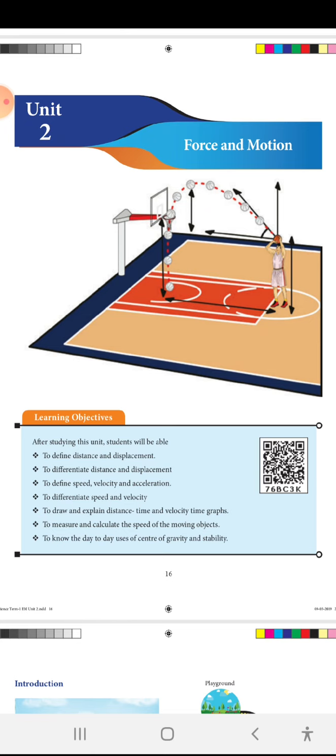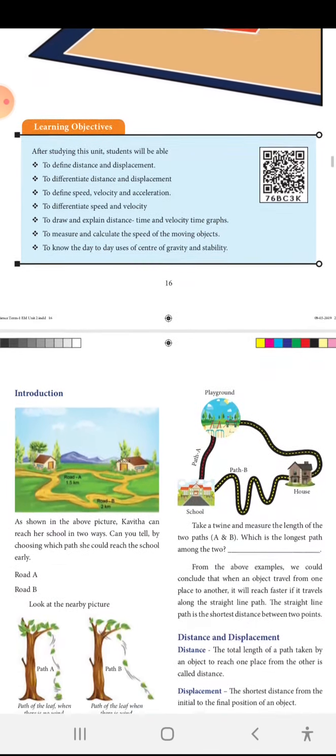In 6th standard, we have studied so many types of motion: circular motion, oscillatory motion, isn't it? In this lesson, based upon motion, we are going to see distance and displacement. What is a distance?